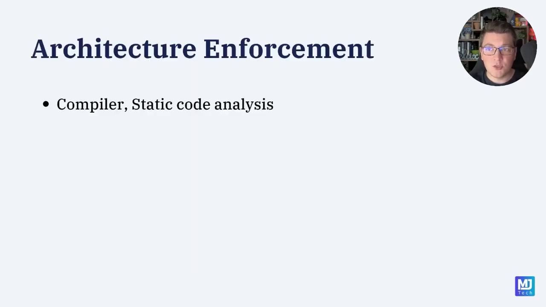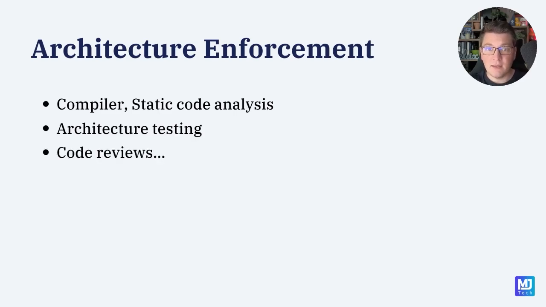So let me introduce the 3 ways of how you can enforce your software architecture inside of a modular monolith. And the first way is by using the C# compiler and what it has to offer, and also the static code analysis capabilities that we have in .NET. The second way is architecture testing that we will discuss in one of the next lessons. And the last and also my least preferred way of architecture enforcement is using code reviews.